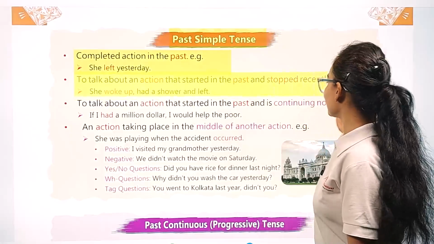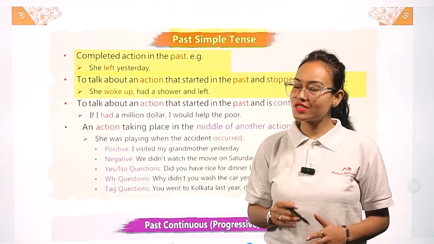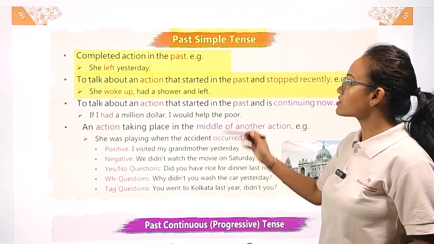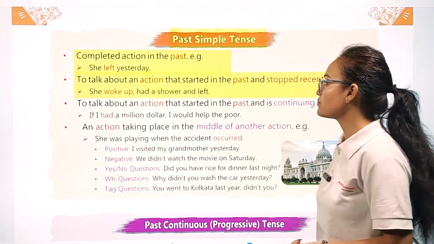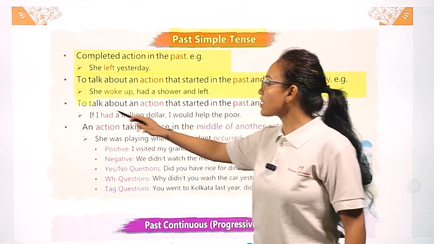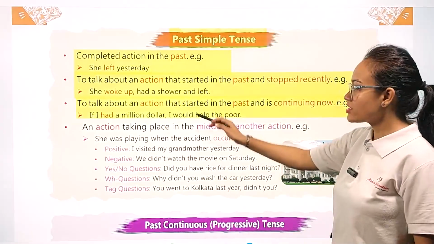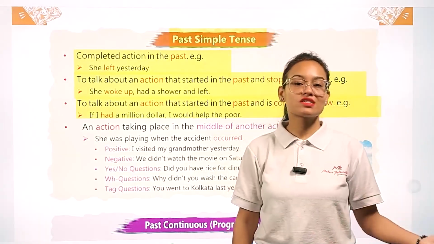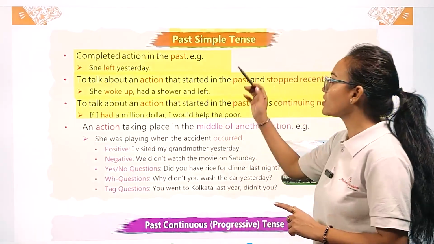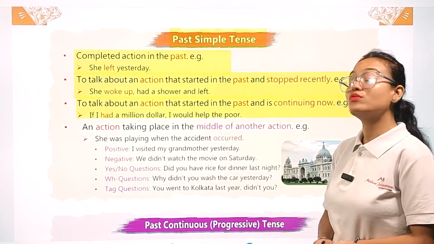To talk about an action that started in the past and stopped recently. Whenever we are talking about any action which finished recently but started previously, they all come under the category of past simple tense. Example, you can see here, she woke up, had a shower and left. Then to talk about an action that started in the past and is continuing now. Similarly, some action which started previously but is still ongoing, this type of sentence also comes under the category of past simple tense. Example, if I had $1,000,000 I would help the poor.